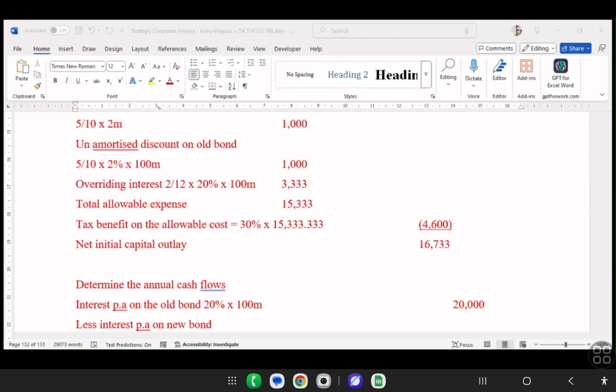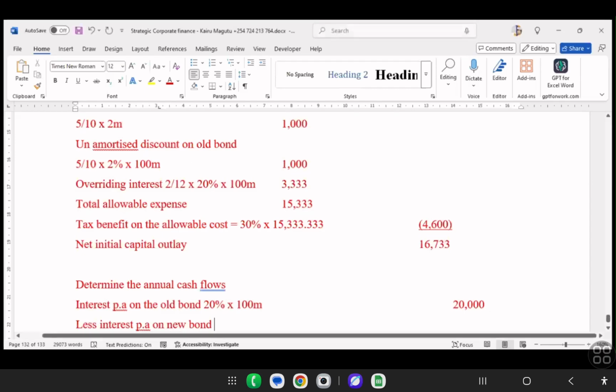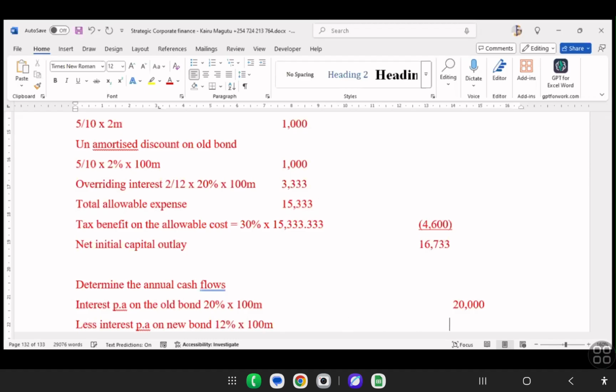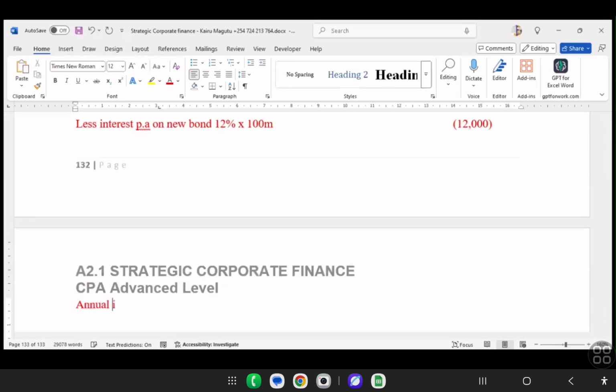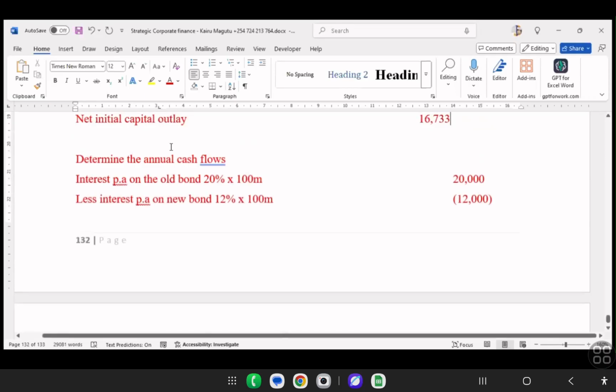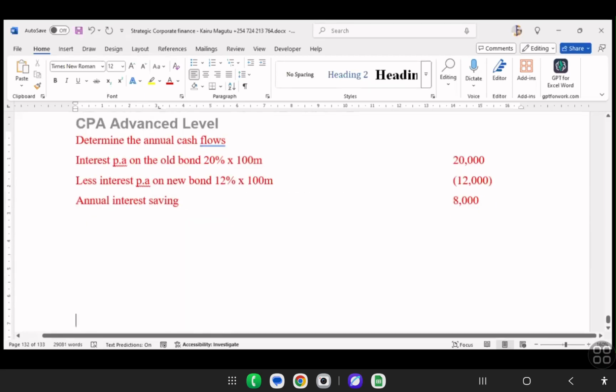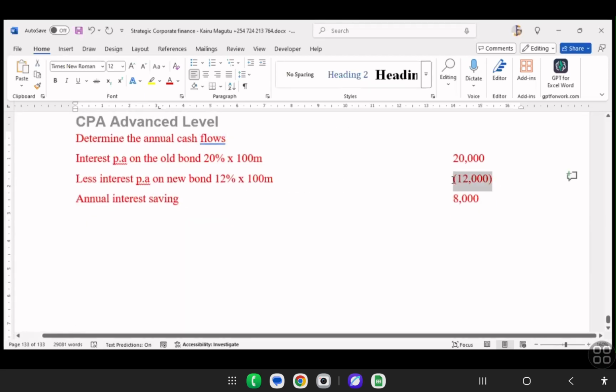If you can go back to the question, we are told that a new bond will be issued. A new 12%, 5 years bond. So it will be issued at 12%. If they are going to go for this new bond, they will be paying interest at 12% instead of the old 20%. 12 million is what they will be paying per annum. What is the annual interest saving? They will be saving each year 8 million. Why 8 million? Because they will be paying interest at a lower cost. Let me put them in one page.